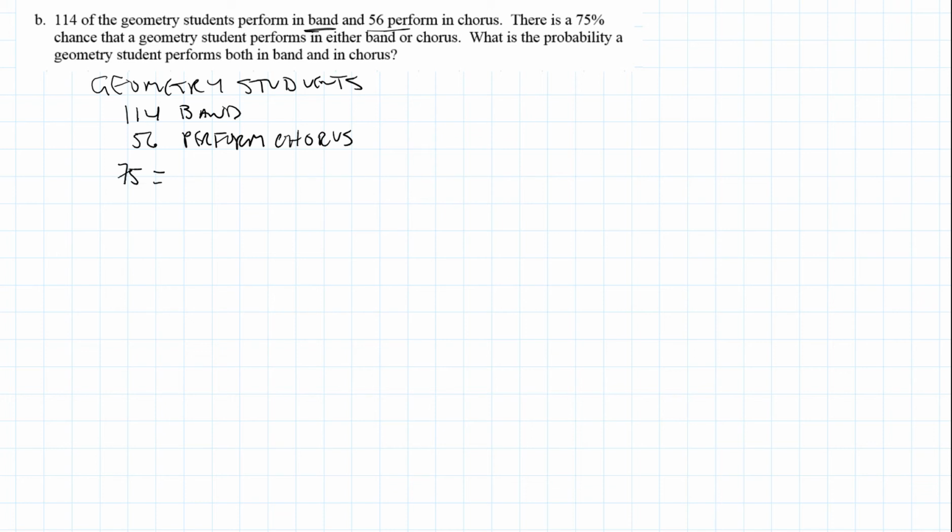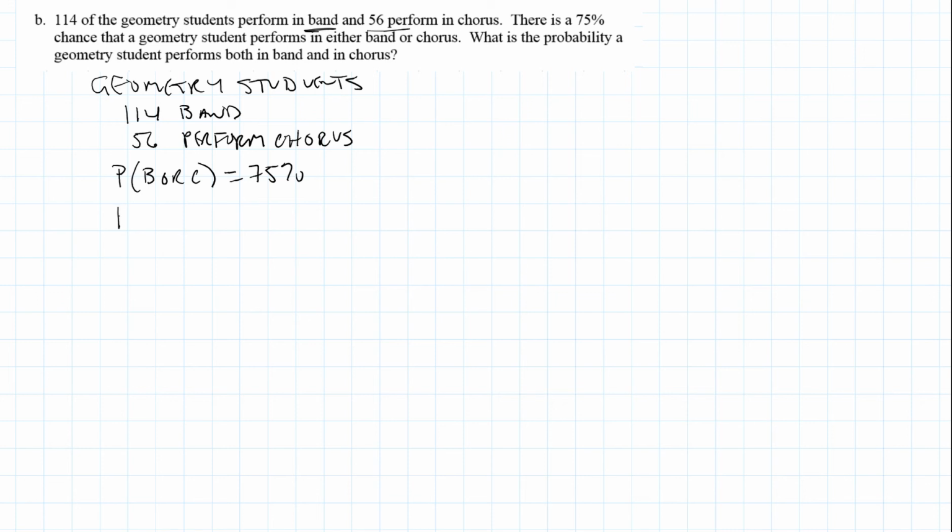it says 75% chance that a geometry student performs in either band or chorus. So I'm going to write that out. The probability that you're in band or chorus is equal to 75%, right? Student performs in either band or chorus. What is the probability that a geometry student performs both in band and in chorus?